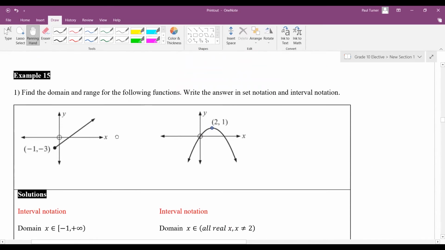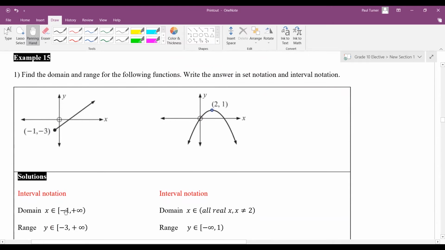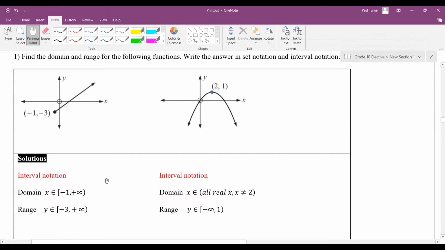We look at down here. So here's an example. And these are 2 methods for writing the solution. So let's look at this graph. See, your domain is going from this point in this direction to infinity. So it's going to go from -1 here to infinity. I'll talk about this notation in a minute.